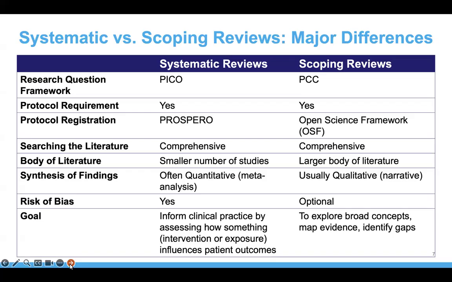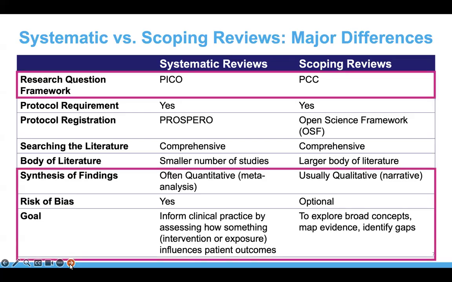Where the major differences tend to come in is the type of question that you are asking, the synthesis of findings, risk of bias assessment, and the goals of each review type. Let's look at each of these major differences in a little bit more detail.